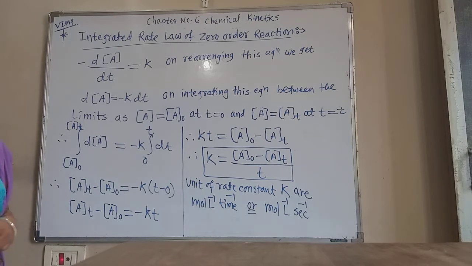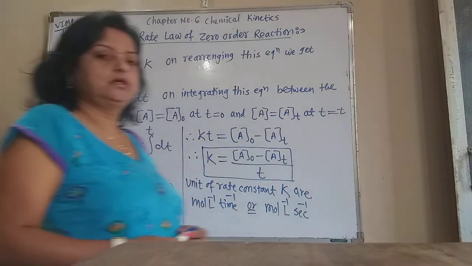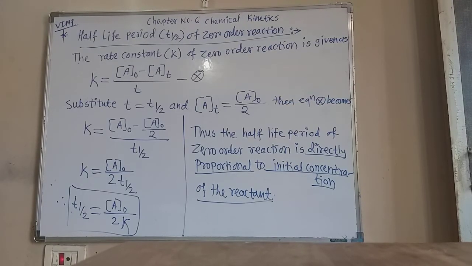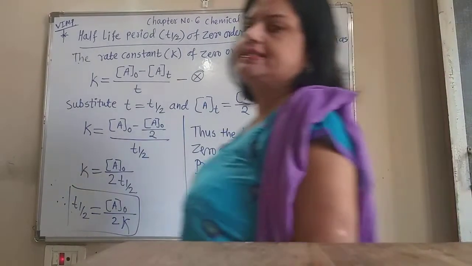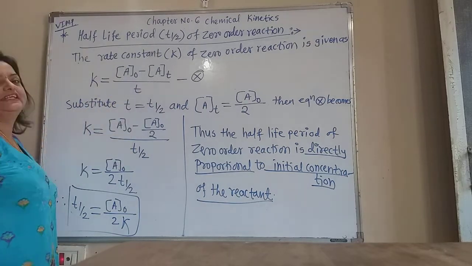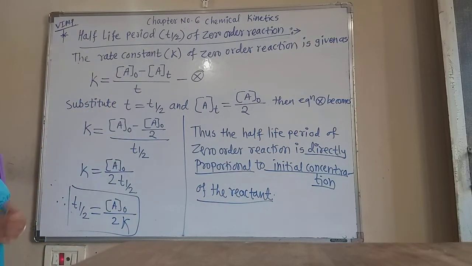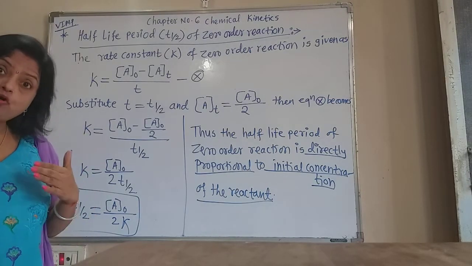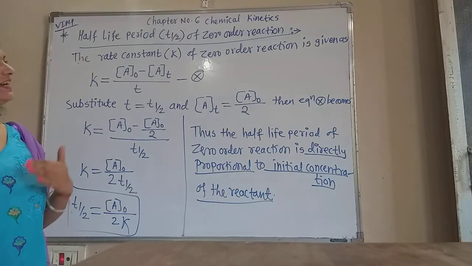Now we will see the half-life period T half of the zero order reaction. Now let us see, students, the half-life period of zero order reaction. How we can calculate the T half, that is the half-life period of zero order reaction, just as the half-life period of the first order reaction. It is also the time required to consume the reactant concentration to half.